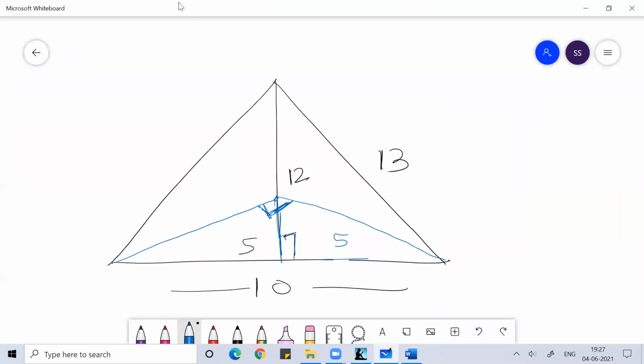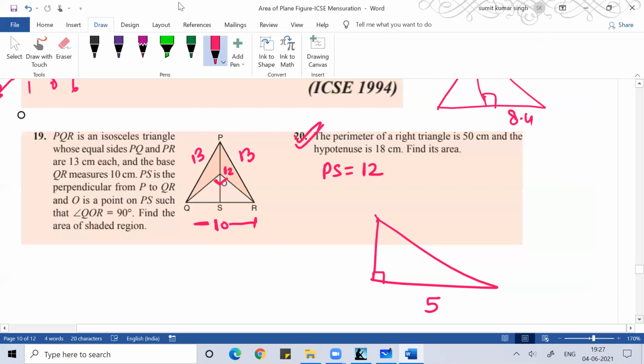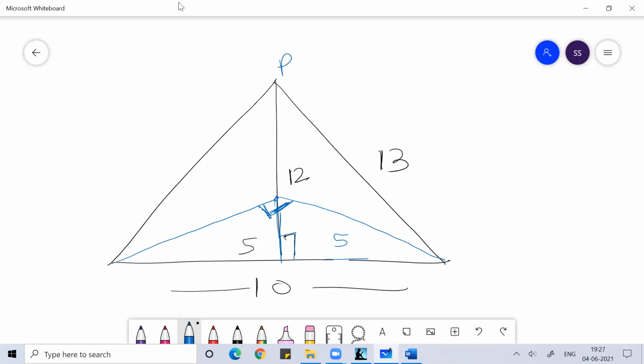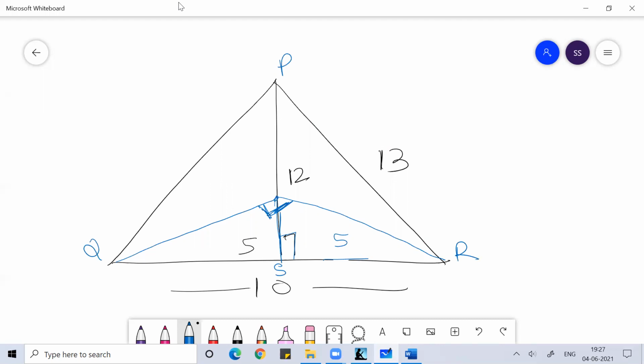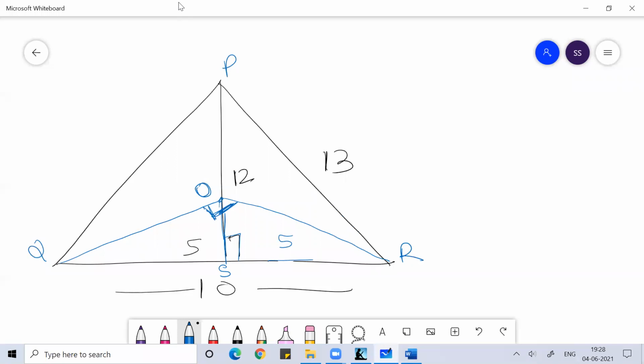If you see this triangle PQR, this is P, this is Q, this is R, this is S, this is O. Now, if you see this, triangle QOS will be congruent to triangle ROS. They will be congruent.